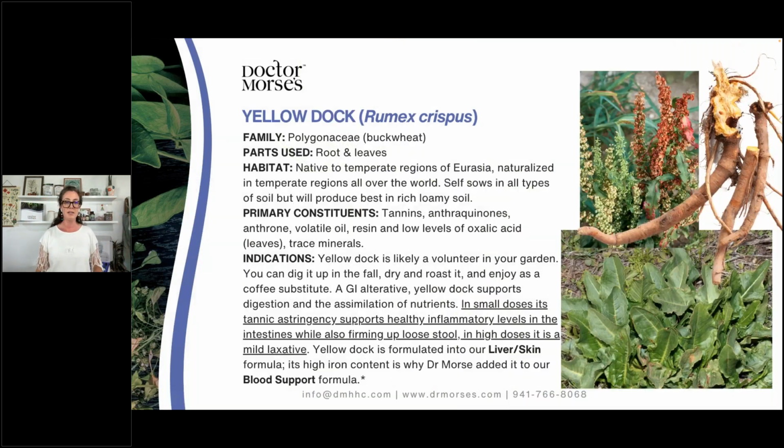Okay, yellow dock. So this is kind of a random one, if you will. It's more of a digestive herb, but it's very high in iron. So that's why Dr. Morse included it in our blood support formula. We've already met this herb with our digestive webinar, so you can always go back and learn more about it there, but in small doses, it's got tannic astringency to support healthy inflammatory levels in the intestine while also firming up loose stools. And in high doses, it can be a mild laxative.